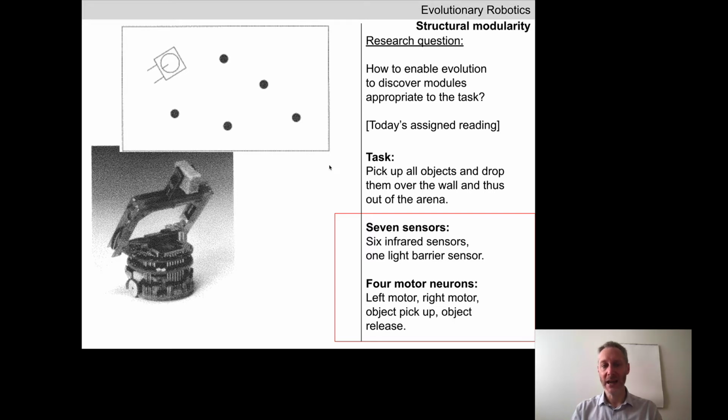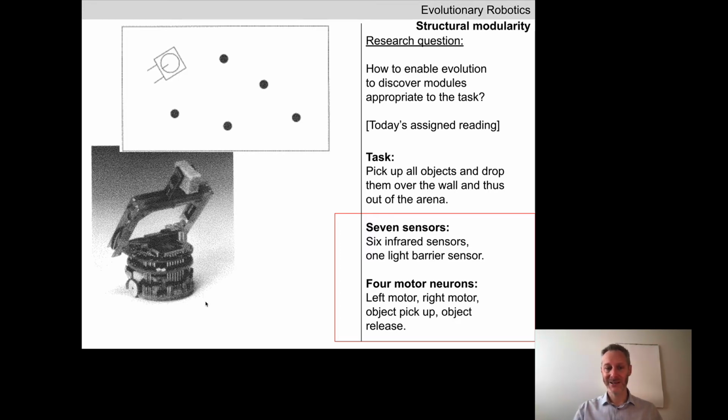What's the task? The task is for this Khepera robot to move around on the top of a table, and the investigators placed 5 objects on the top of this table. The robot has to drive around, find these objects, pick up one, take it to the edge. It's in an arena, not on the top of a table. There are walls here. It's a walled arena. The robot should pick up an object, drive to the wall, and drop the object over the wall and out of the arena. This robot has 6 infrared sensors emanating from the front of it.